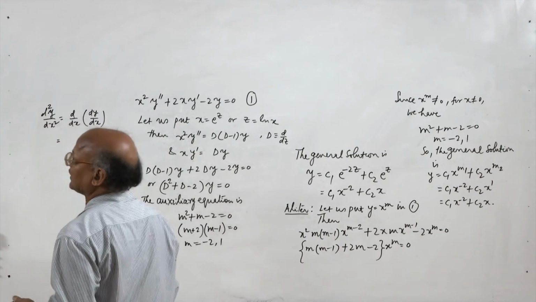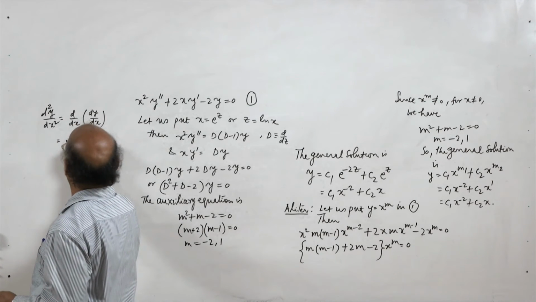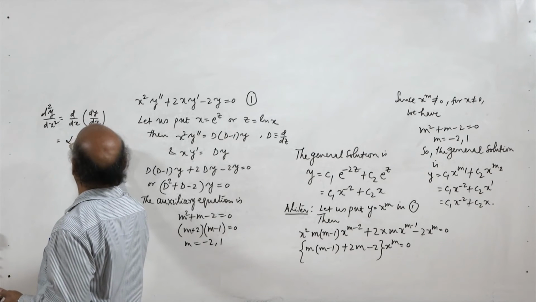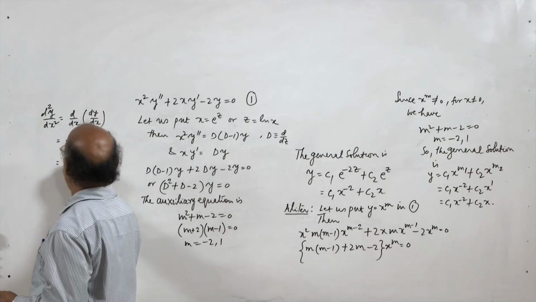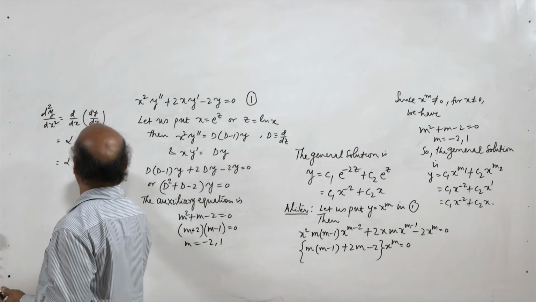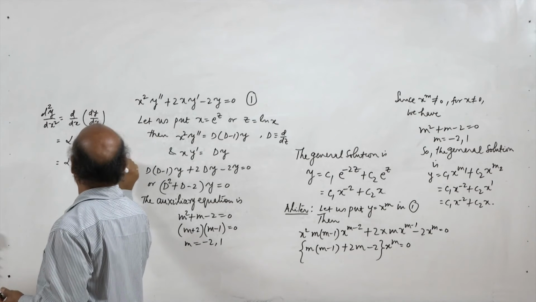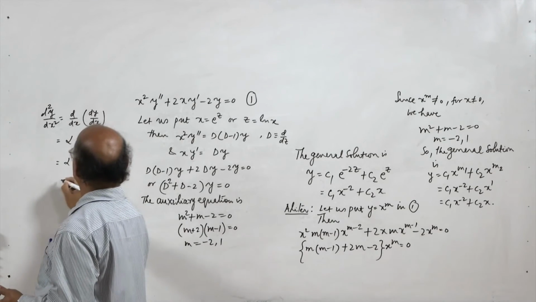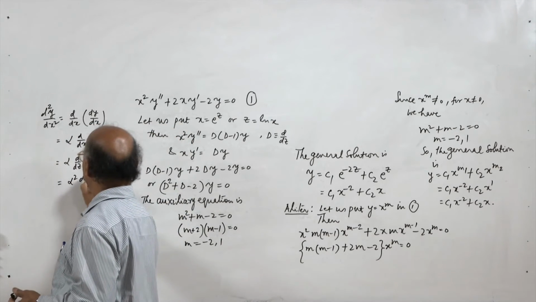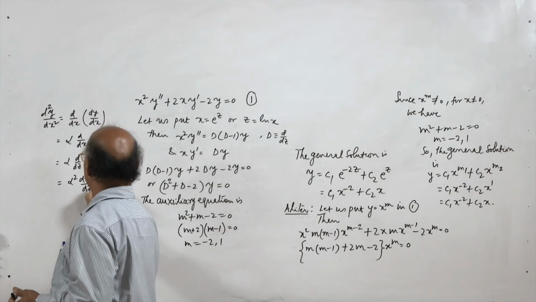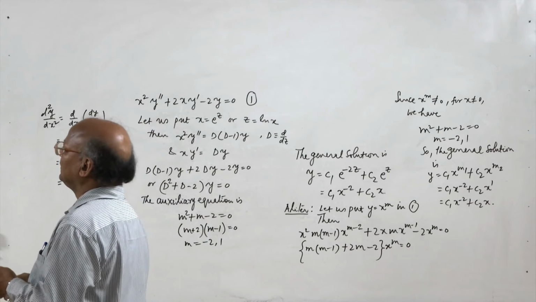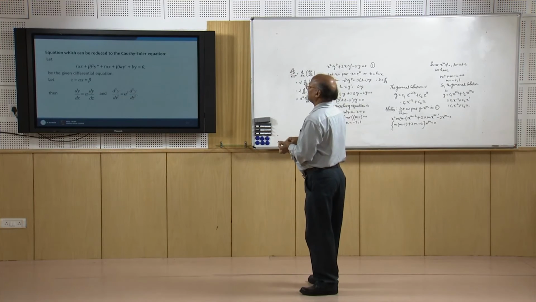Now dy by dx is alpha times dy by dz. Alpha is a constant, so we can write it outside. So this is alpha times d over dz of dy by dz, and dz by dx is alpha. So we have alpha square d square y by dz square. So by defining alpha x plus beta as z, we can write this equation in the Cauchy Euler form.